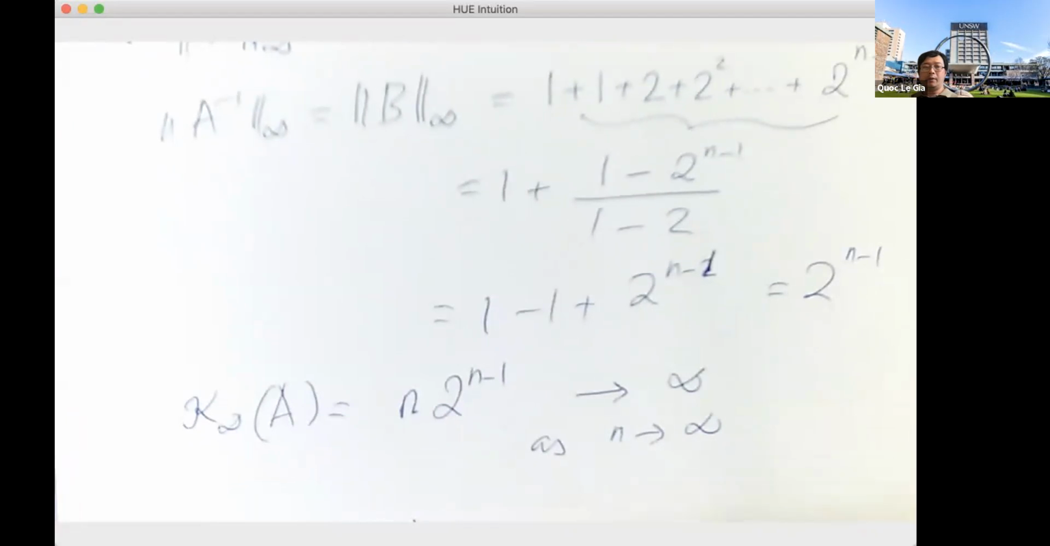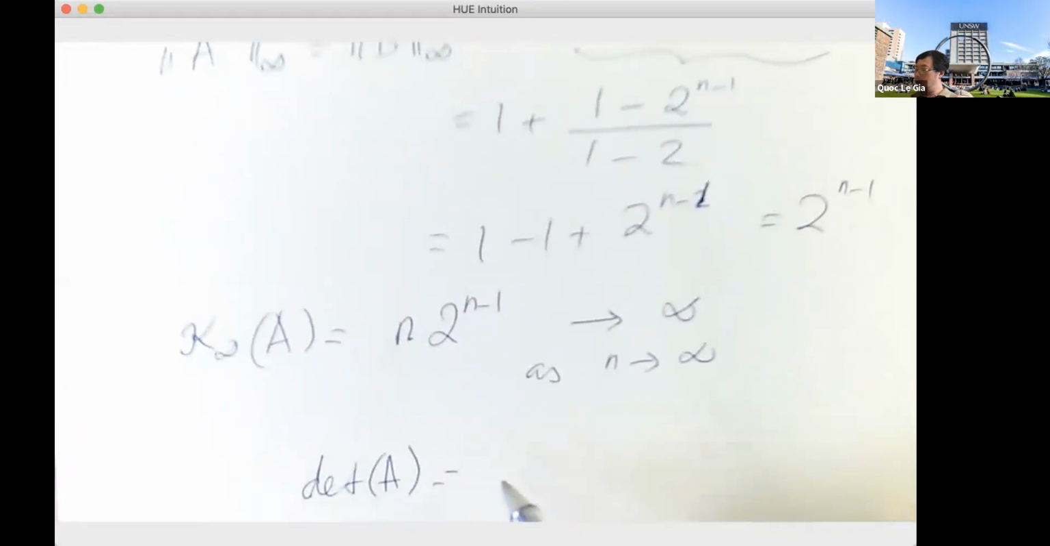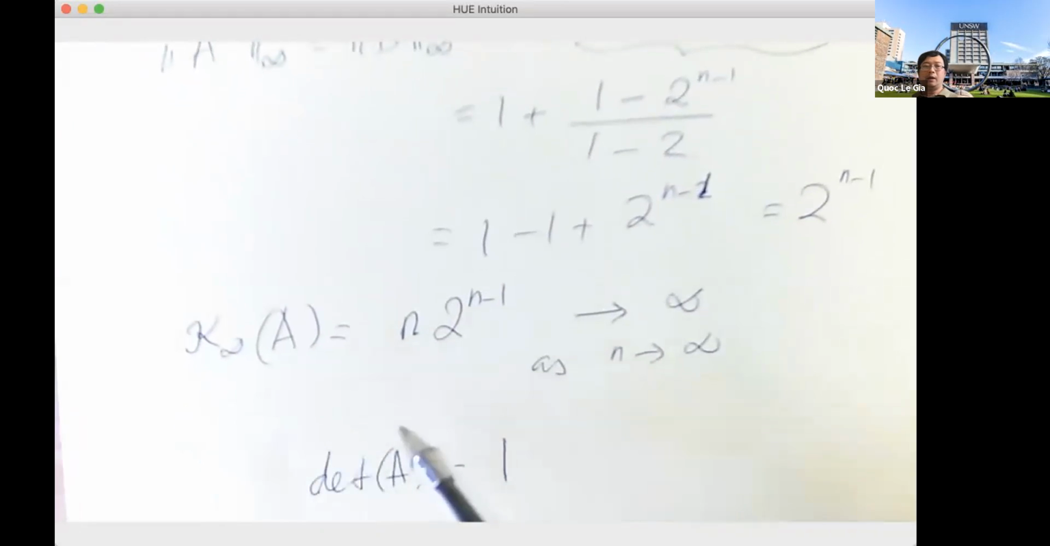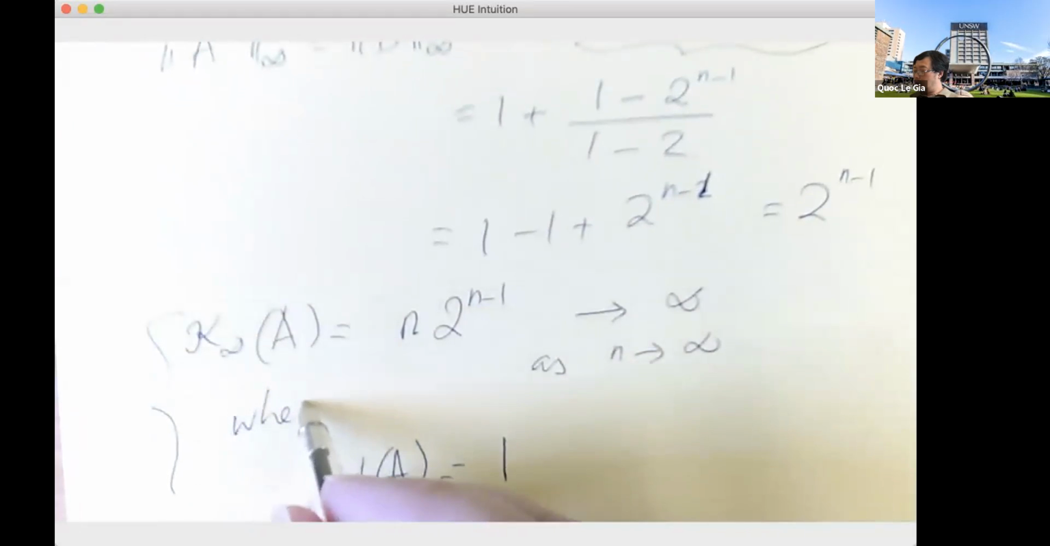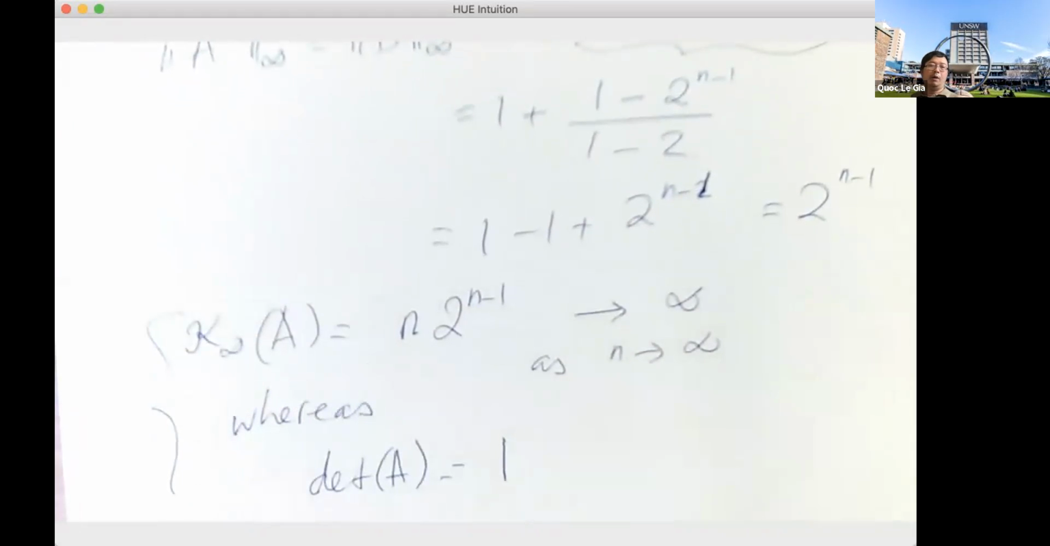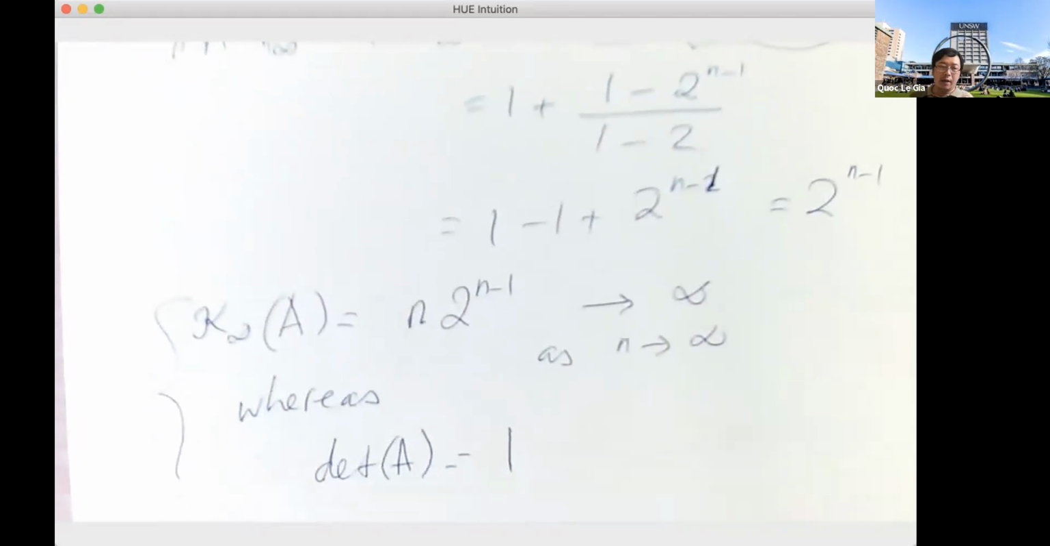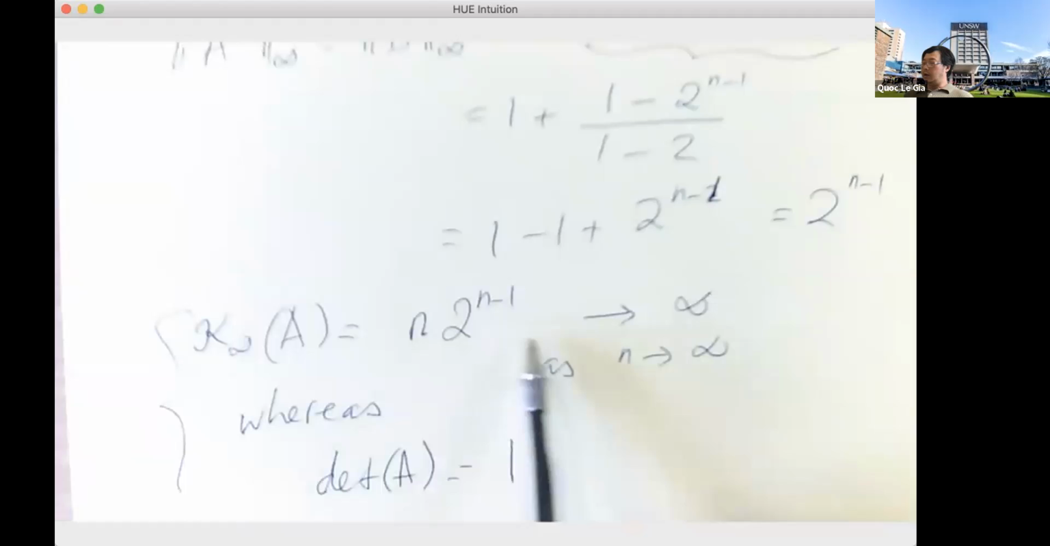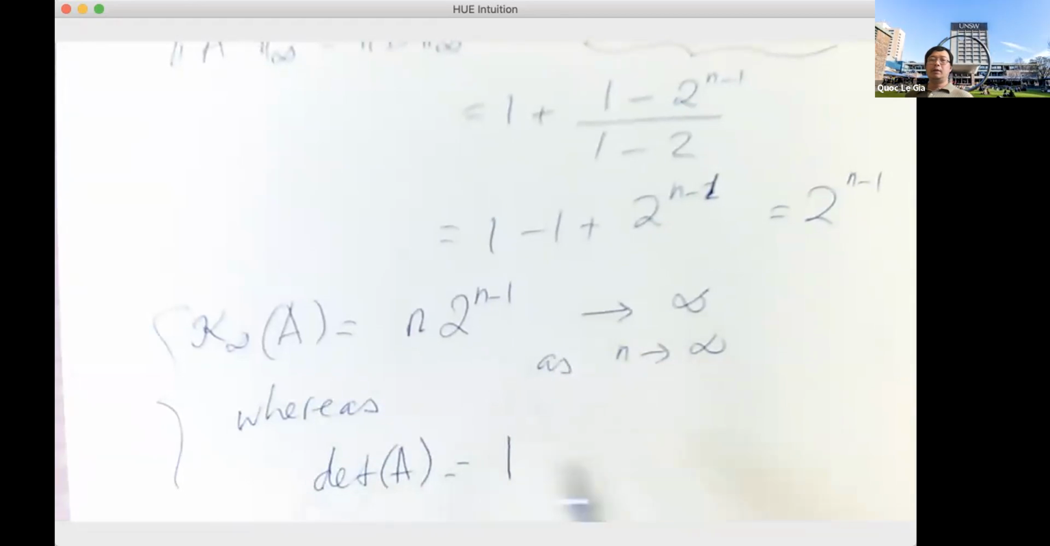Determinant of the matrix is 1. But the condition number can go to infinity. So there's no relation between the determinant and the condition number. Okay, so we just showed that there is a sequence of matrices A_n so that the condition number can grow to infinity, but the determinant is 1.